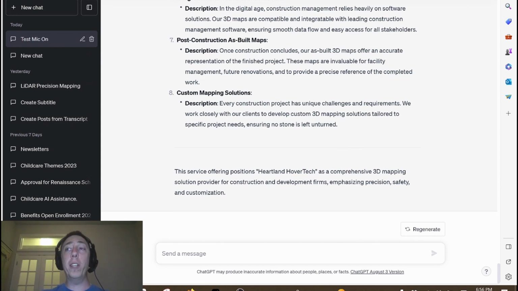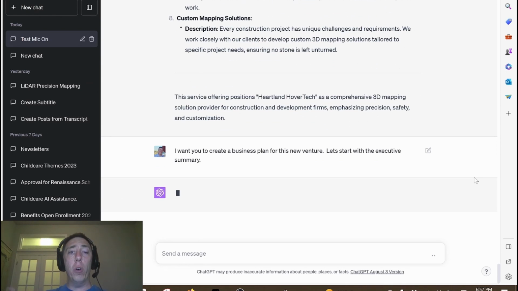Now, of course, what else we can do here is we can also build a business plan from this as well. So I want you to create a business plan. I want you to create a business plan for this new venture. Let's start with the executive summary. All right, now I'm curious to see what it does because it has so little information that I don't even know if it's going to be able to do anything, but let's give it a shot.